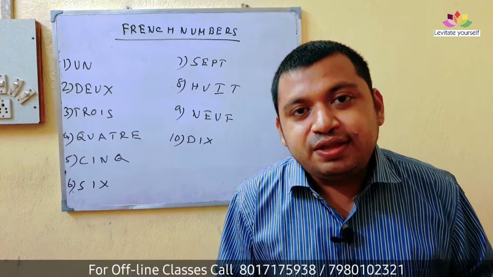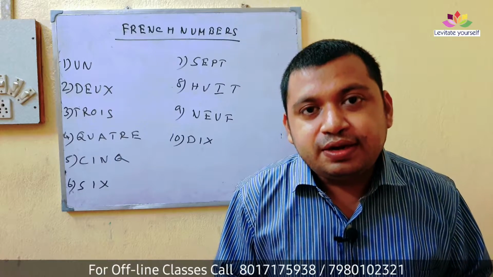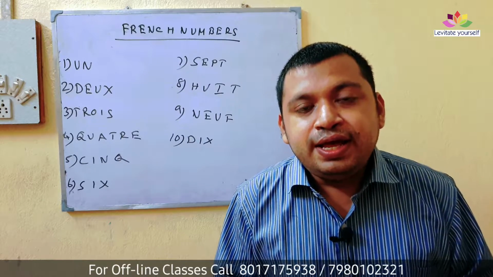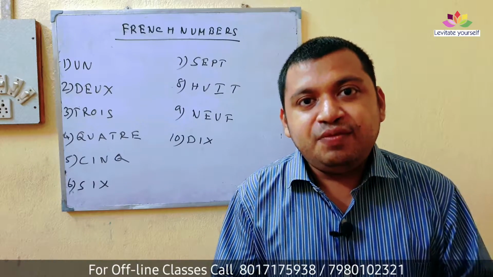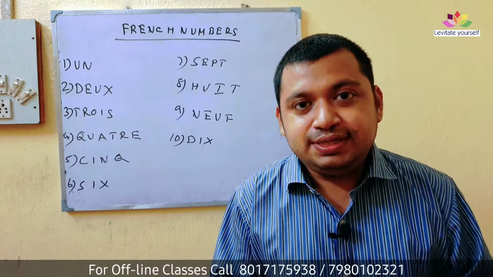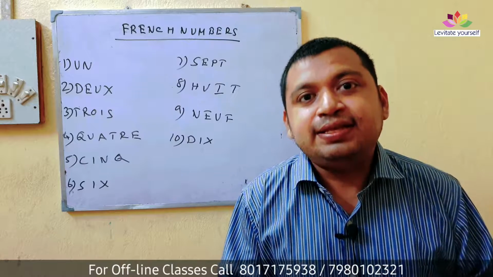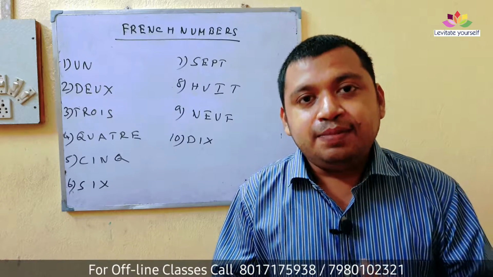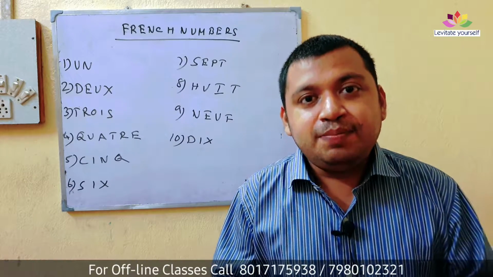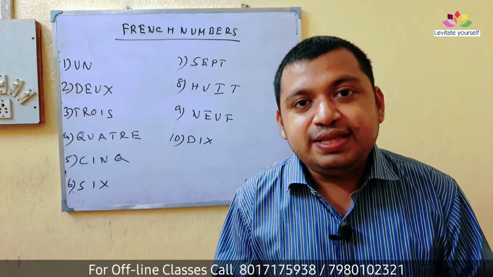Number 4 is quatre. Number 4 is quatre. Number 5 is cinq. Number 5 is cinq. Number 6 is six. Number 6 is six. Number 7 is sept. Number 7 is sept.